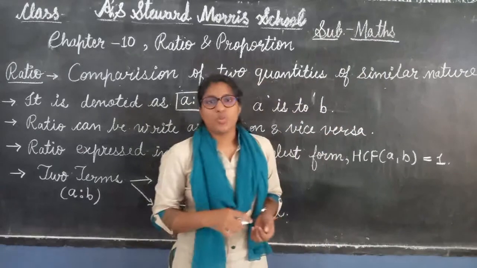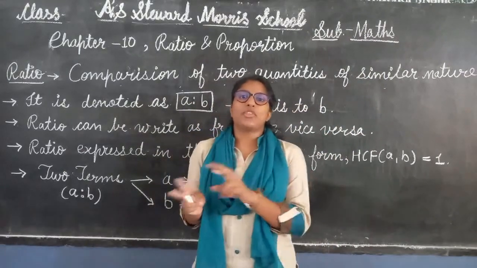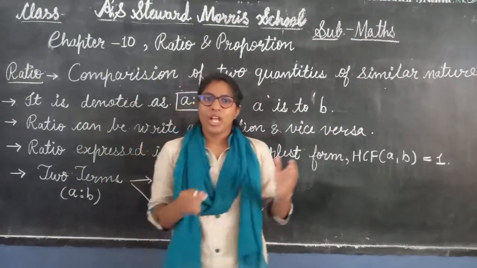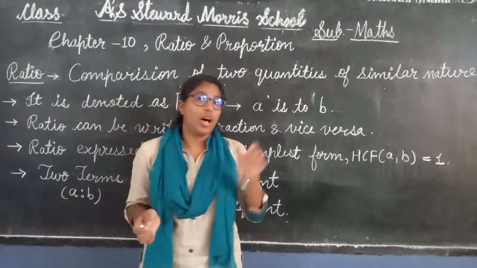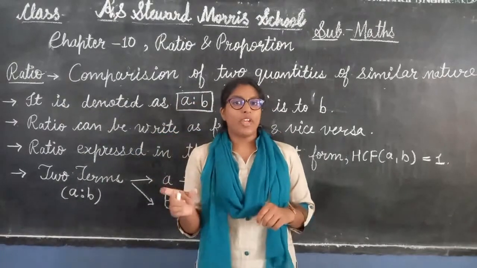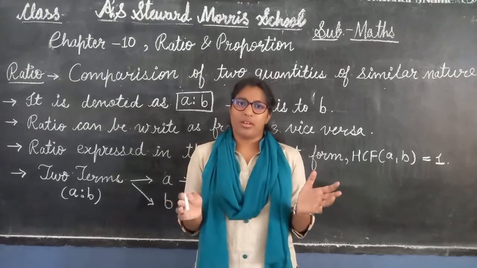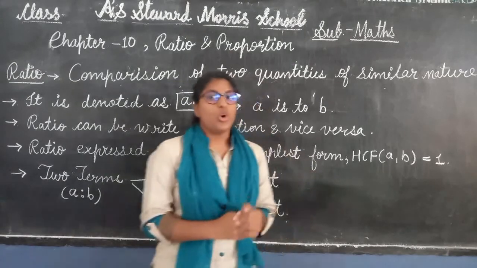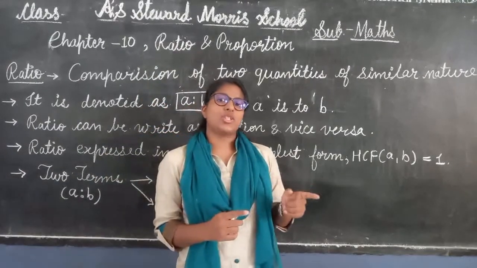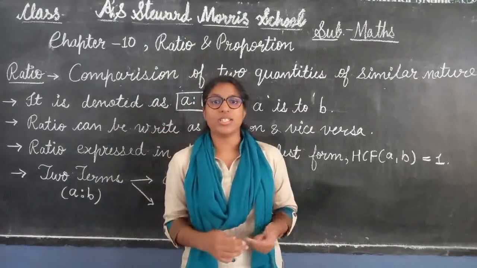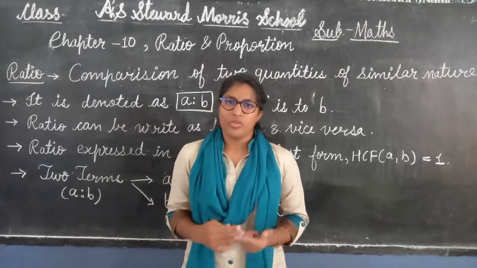Here similar nature means we can't compare different quantities. Just like height of one student and weight of another student, we can't compare. So always be careful. We are having a similar nature. Only in that situation we can compare these quantities and we can express in the form of ratio.